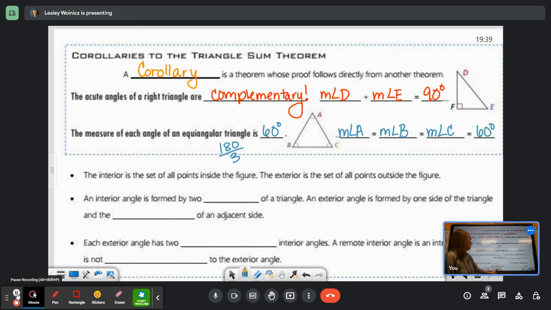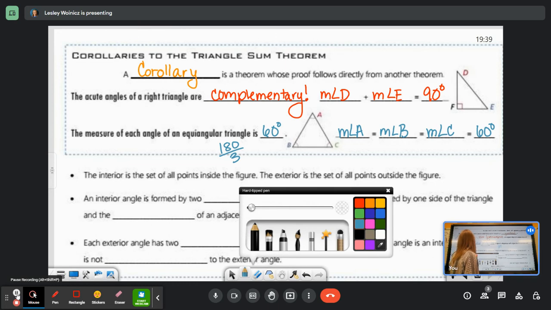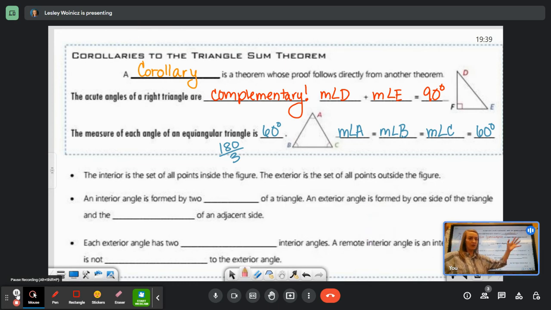Cool. We have talked about the interior of an angle, and we've talked about the interior between two parallel lines. Now we are going to talk about the interior of a figure. It's just what you think it is: the set of all points that are inside the figure. The exterior is the set of all points outside the figure, which makes sense. It would be weird if it was anything else. An interior angle is formed by two sides of a triangle.